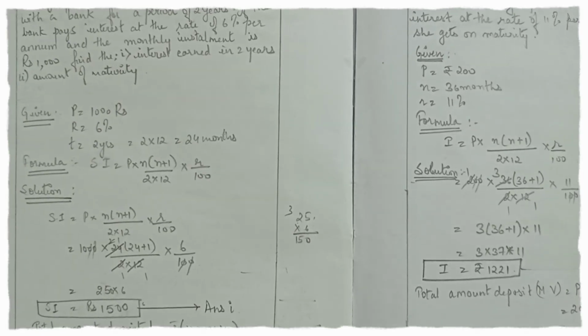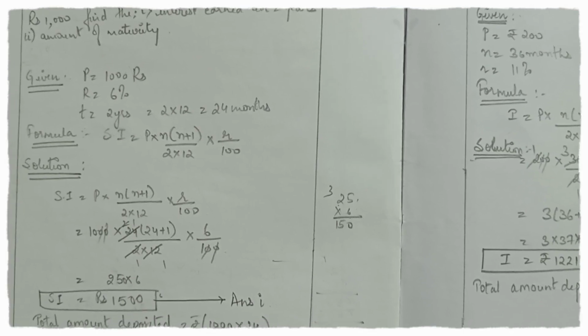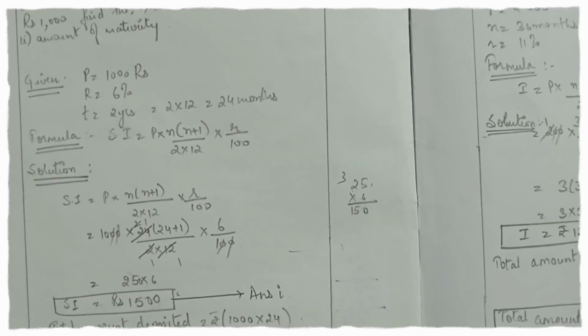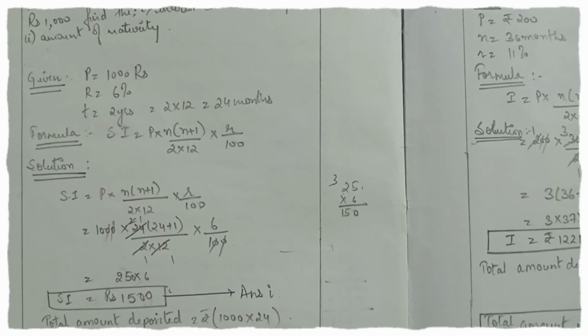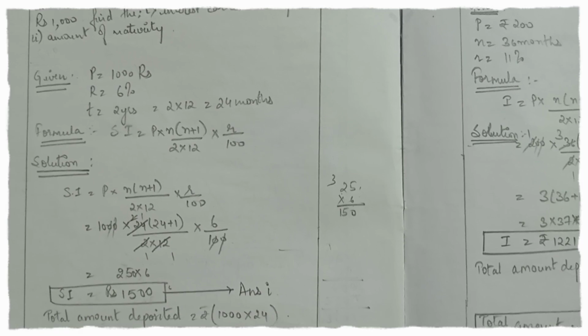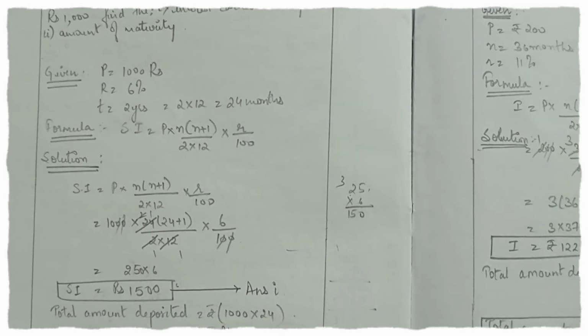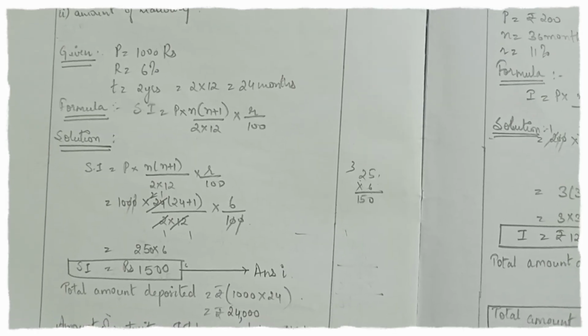So the given data we'll put forth first is P is equal to 1,000 rupees, R is equal to, that is the rate of interest given, is 6%, time is equal to 2 years. Again, to calculate it into months, that will be 2 into 12 is equal to 24 months. The formula that you'll use is the simple interest formula, which is equal to P into N, bracket N plus 1 over 2 into 12 into R over 100.